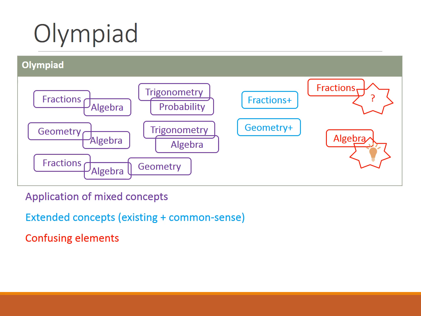And the third element in the question pattern of an Olympiad is the confusing elements. That is, one part of a question deals with a given concept like fraction, but the other part is structured in such a way to confuse the students. So, in that case, the student has to be really focused to find out the answer.